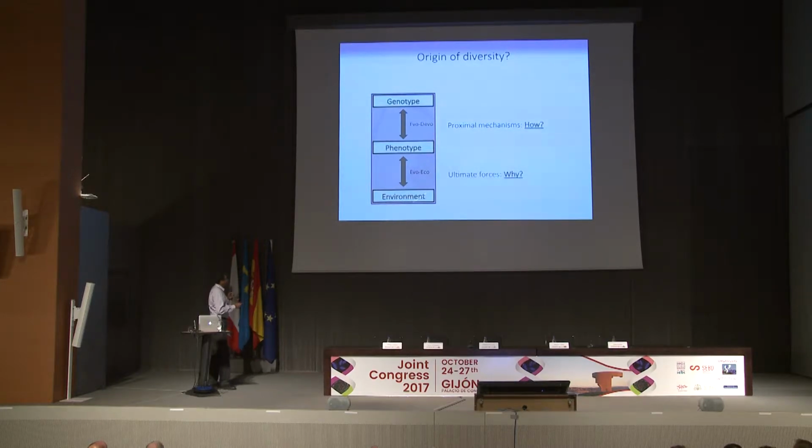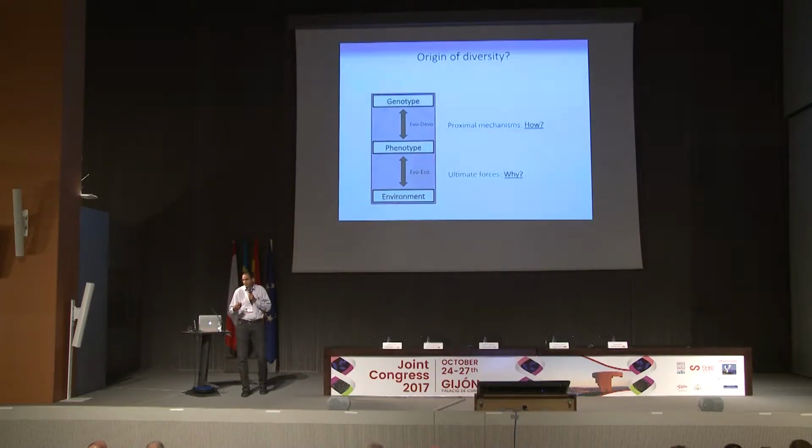On the other hand, we can ask, what is the effect of the environment on this phenotype? So as you may know, development can generate an unlimited possibility of phenotypes, but selection sometimes favors some phenotypes over others. And we ask the question, why? Why certain phenotypes are better suited in certain environments than others?